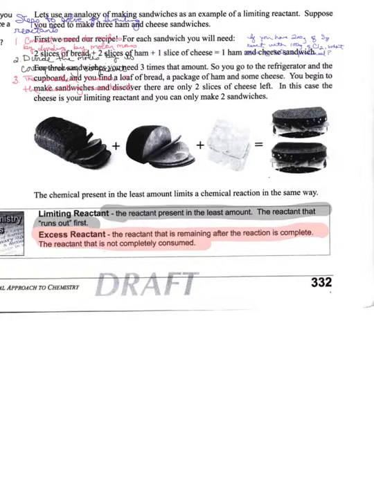Our definition for limiting reactant is the reactant present in the least amount, or the reactant that runs out first. And then the other definition that's part of this unit is excess reactant, the reactant that is remaining after the reaction is complete. And the excess reactant is what we have still left over. It didn't finish reacting because we ran out of our other reactant.